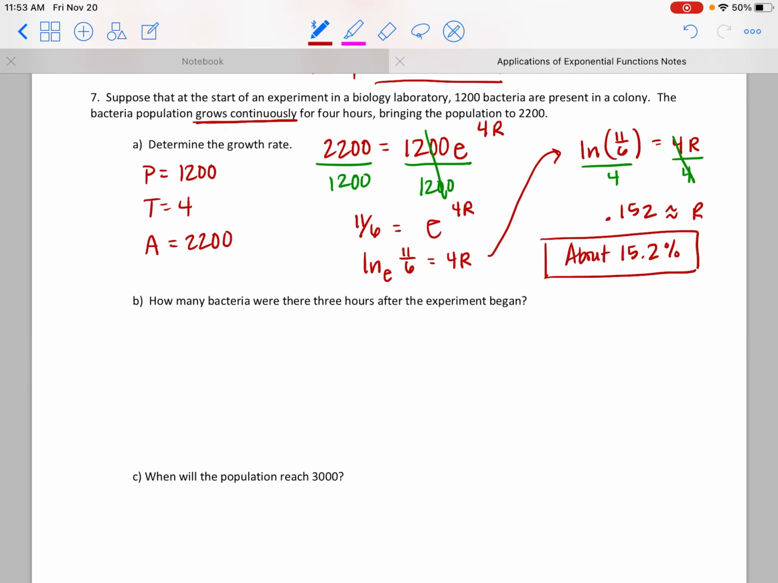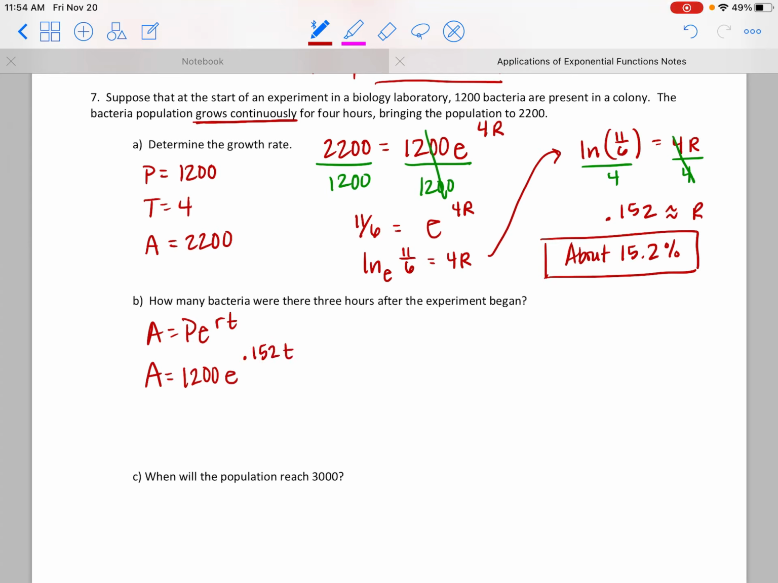Okay. Now it says how many bacteria were there 3 hours after the experiment began. Well, we can actually write a function for this scenario now. If we wanted to write a function, so here's our formula, right? We actually know r, we just calculated r, and we actually know p, so we can write a function. We can find any final amount, knowing that we started at 1,200, and knowing that our rate is 0.152.